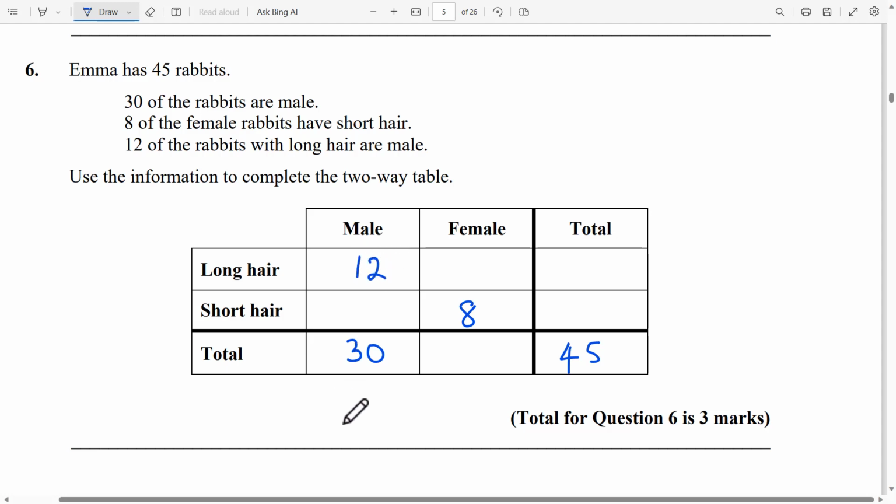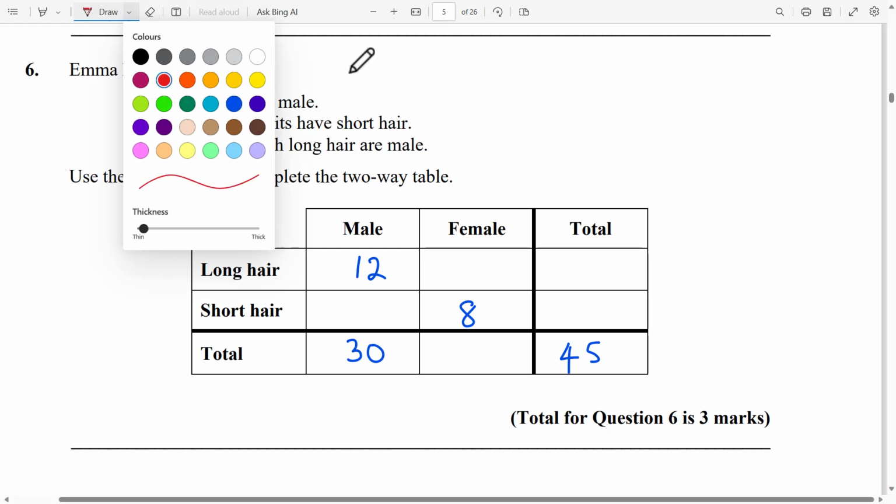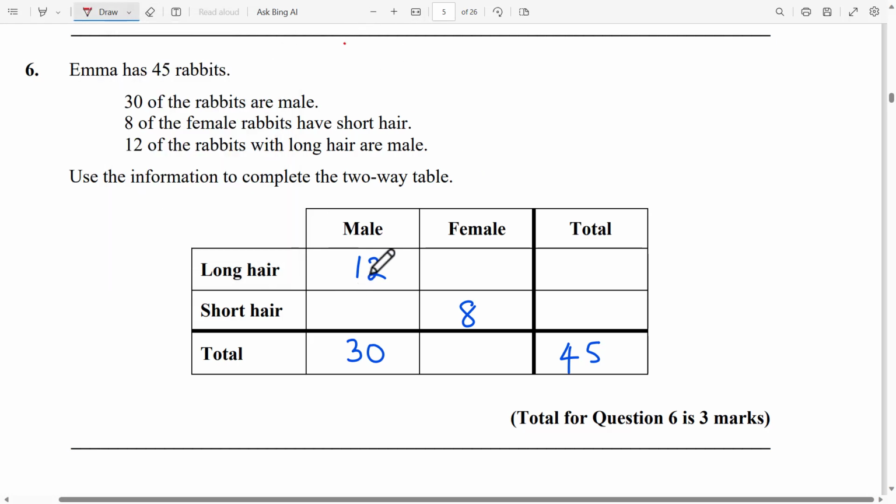So now we have to use the information to complete the two-way table. So I know that if I have to complete the two-way table, then it's going to look something like this. 12 plus 18 will be 30. That's going to be 18. And 18 plus 8 is going to be 26.